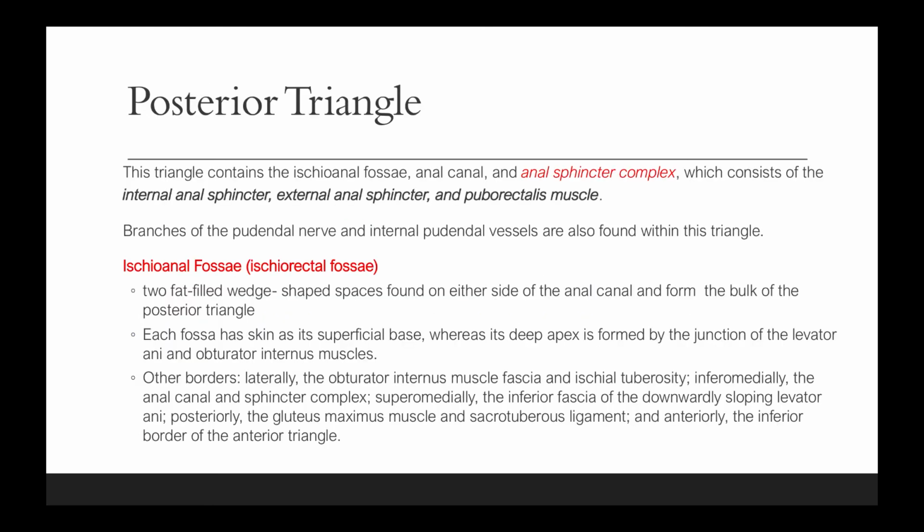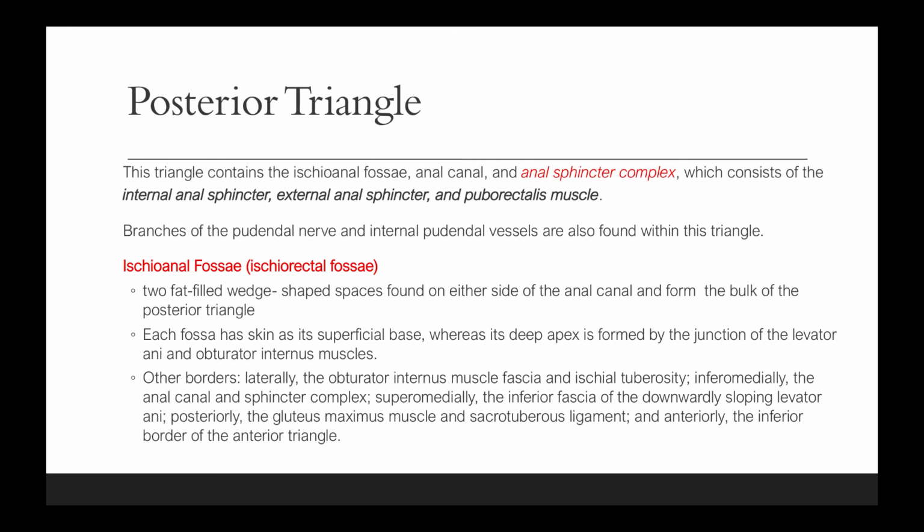Now, we have the posterior triangle. Now, this triangle contains the ischioanal fossa, the anal canal, and the anal sphincter complex, which consists of the internal anal sphincter, external anal sphincter, and puborectalis muscle. The branches of the pudendal nerve and the internal pudendal vessels are also found within this triangle.